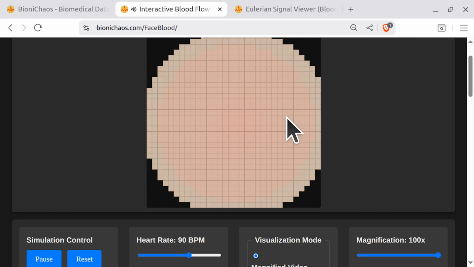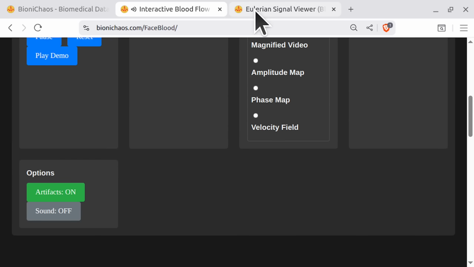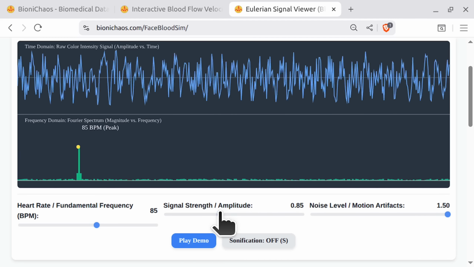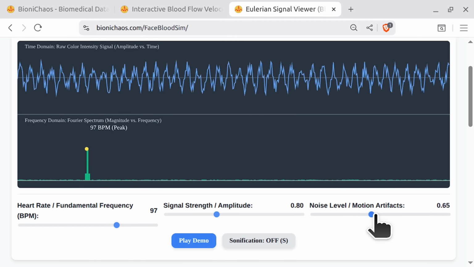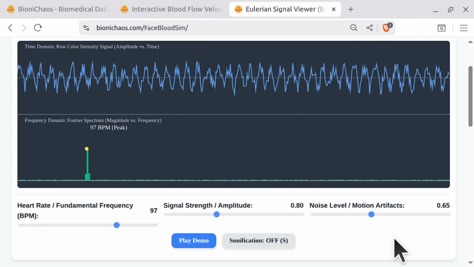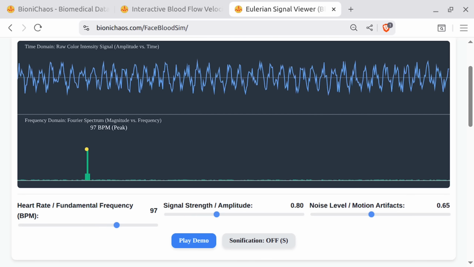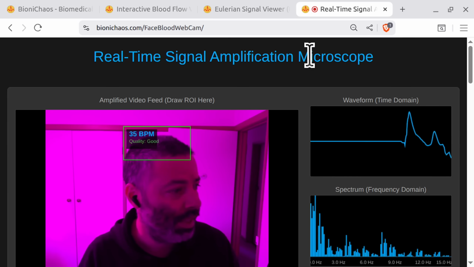One is mimicking a face on the screen, and how we measure blood pressure, blood circulation out of it. The other one is how we actually calculate the beats per minute out of that pulsation, out of that color differentiation. And now we have the real thing.